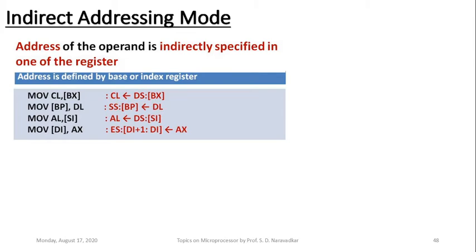In each of those cases here, the address of the operand is specified within the base register, which can be either BX or BP. BX pertaining to the data segment, BP pertaining to the stack segment. Or even sometimes that address can be defined within the index register, SI which is pertaining to the data segment, or DI pertaining to the extra segment here.